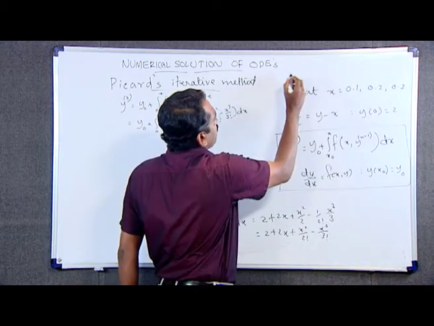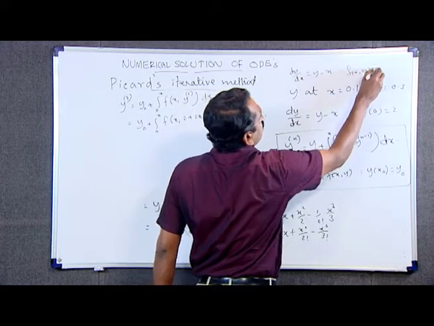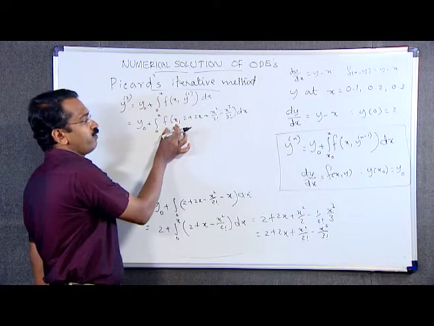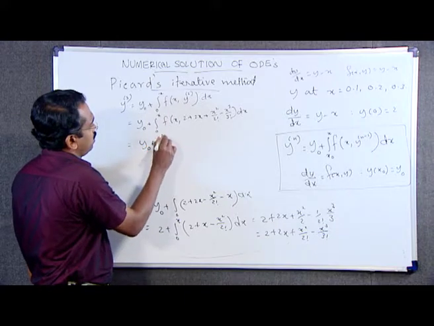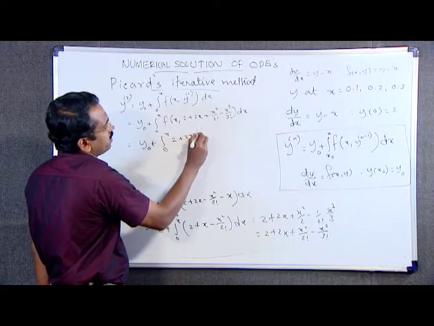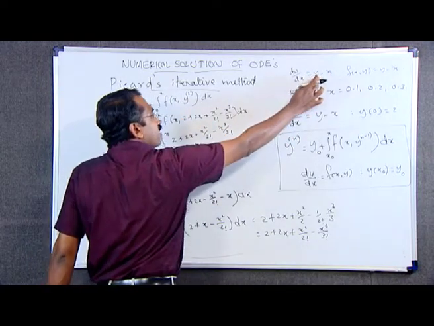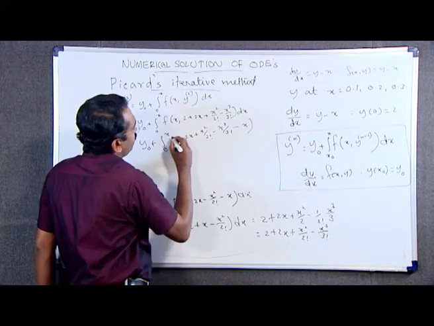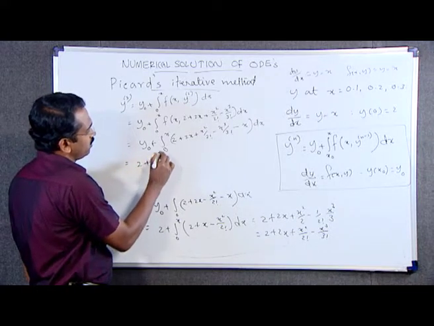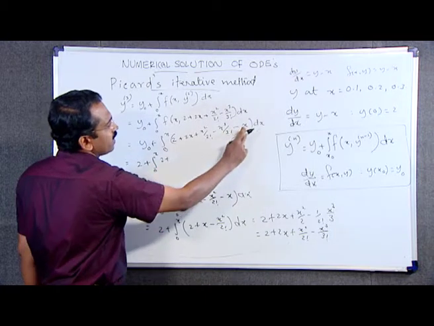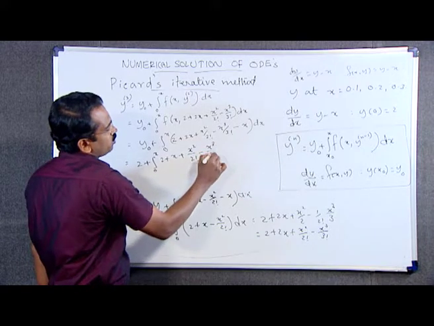Our differential equation is dy by dx is equal to y minus x, that is f of x, y is equal to y minus x. Therefore, we can write f of x comma 2 plus 2x plus x square by 2 factorial minus x cube by 3 factorial as y minus x, that is 2 plus 2x plus x square by 2 factorial minus x cube by 3 factorial minus the x coordinate. This is our f of x, y. Therefore, we can write this minus x dx. This is equal to y naught, which is 2, plus the integral from 0 to x of 2 plus 2x minus x, that is x, plus x square by 2 factorial minus x cube by 3 factorial dx.